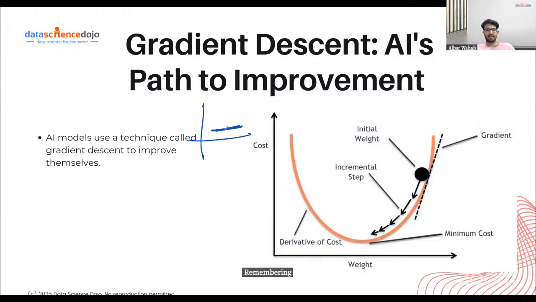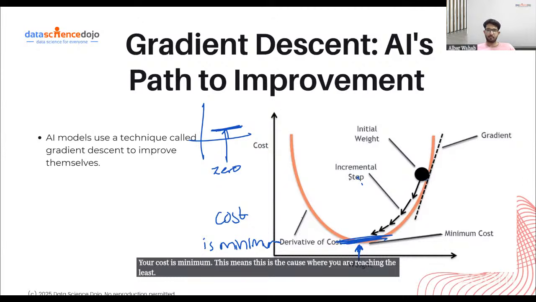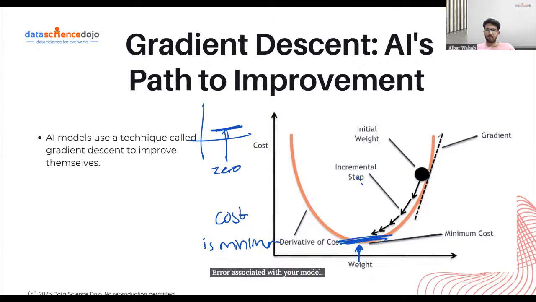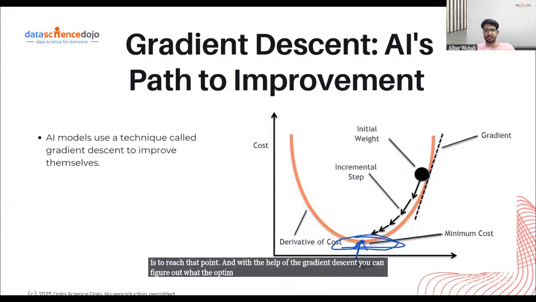Remembering that a slope of a line like this is 0. So this is the part where your cost is minimum. This means this is the cost where you are reaching the least error associated with your model. So your goal is to reach that point. And with the help of the gradient descent, you can figure out what the optimal point is. And using that, that will give you your optimal weights for your machine learning model.